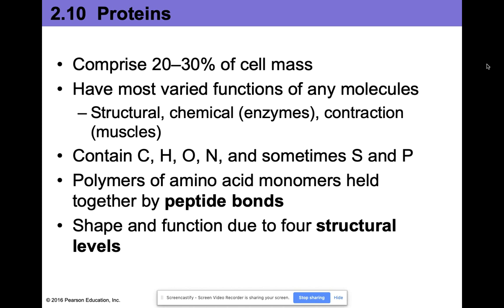So proteins are composed of amino acids. They comprise a lot of our cell, about 20 to 30%, and they have a lot of really important functions, such as enzymatic functions to help us speed up our chemical reactions. They're also involved in muscle contraction, and we have structural proteins, which help to build parts of our body, right? So these are polymers of amino acids, and there are like 20 different amino acids. So there's 20 different side chains, which I'll talk about in just a second. And with proteins, you have several different structural levels, and we're going to talk about those as well.